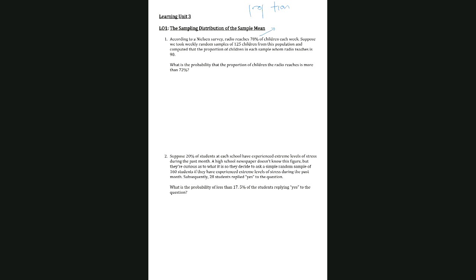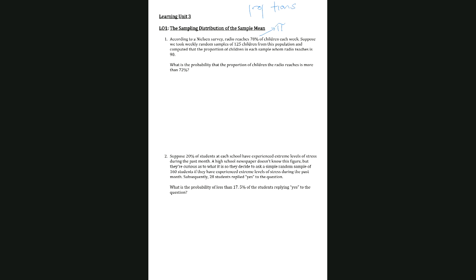And this is the population proportion, which is denoted by the symbol pi. How we identify that it's the population proportion is that it was a general figure that they gave to you. They said that according to the survey, this is what percentage of children radio reaches each week. They're not specifically saying that they sampled, for example, so many people, and off that sample, this was the result.